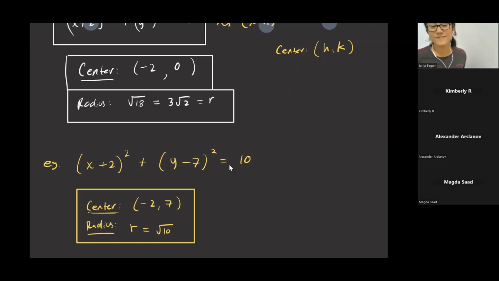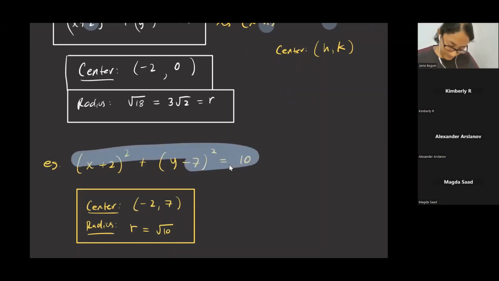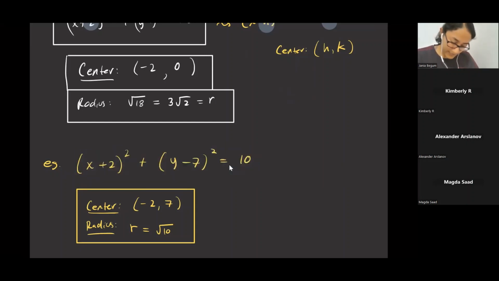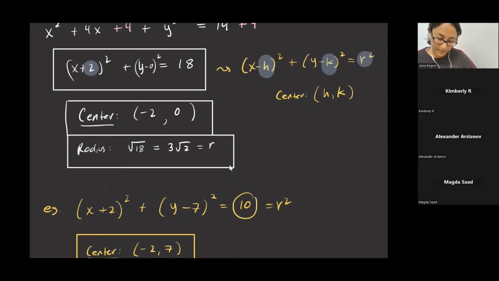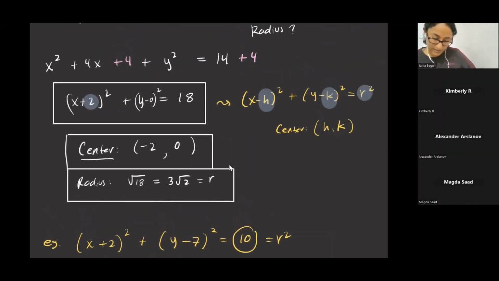So how do you know whether to square root it or to square? When you have it in the standard form, like this, then this number, the right-hand side, 10, is already r squared. This is equivalent to r squared, right? That's what we have in the equation. So that's why you have to take the square root.